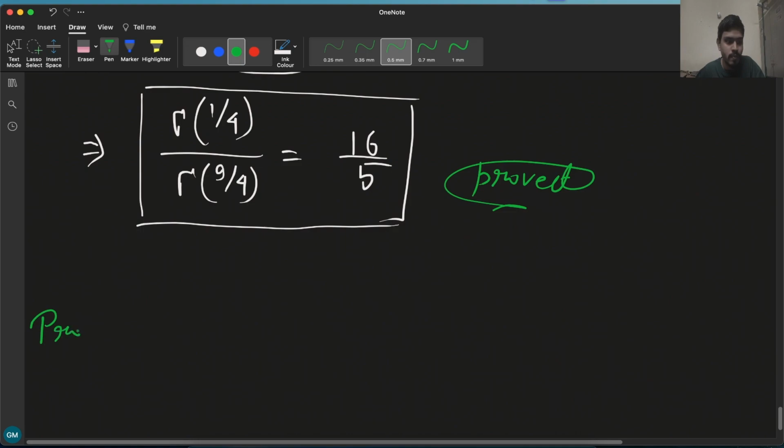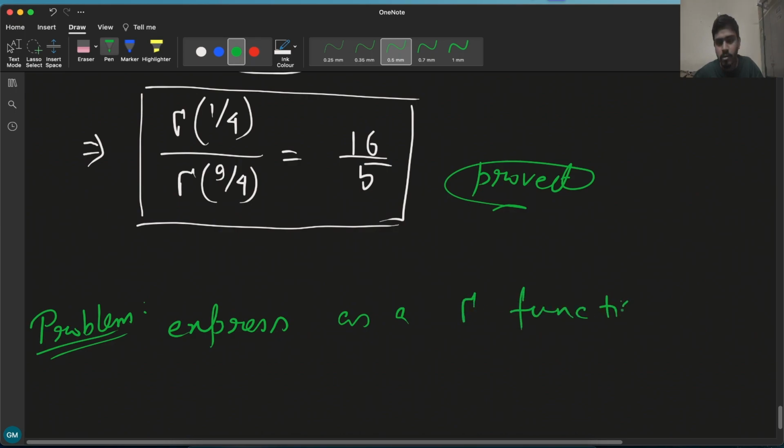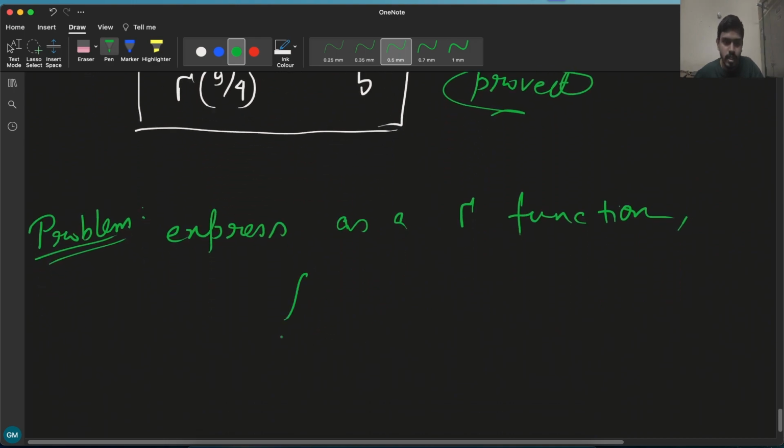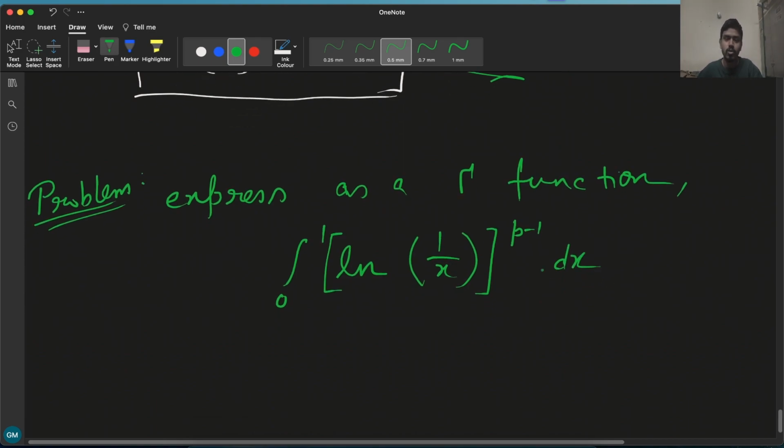Let's solve another problem. Express as a gamma function. Okay, and the integral is basically 0 to 1 of ln 1 by x, whole to the power p minus 1, dx. So we are asked to express this whole integral in terms of gamma function.